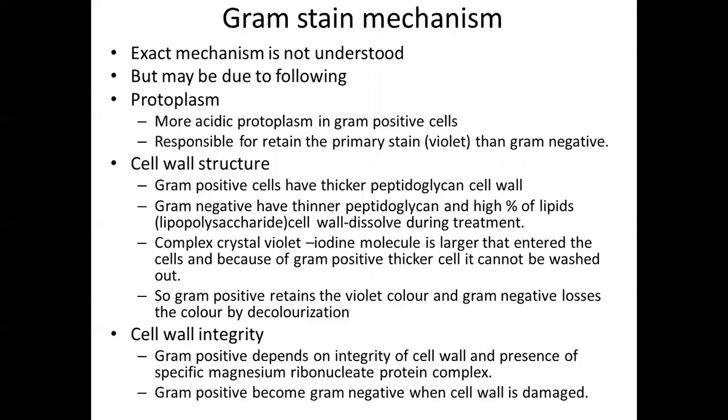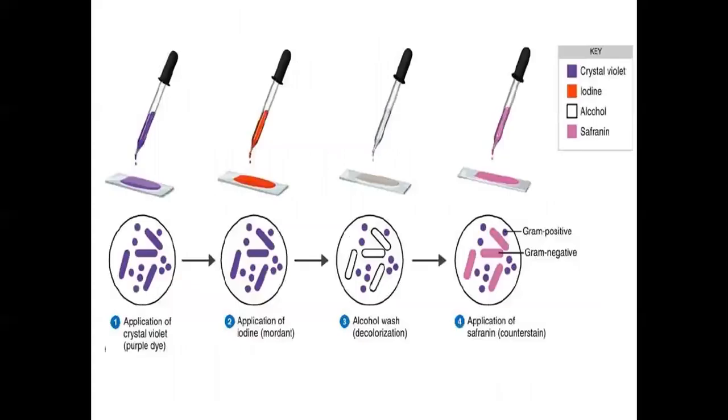Then cell wall integrity. Gram positive depends on the integrity of the cell wall and the presence of a specific magnesium ribonucleate protein complex. Due to washing with alcohol, the protein complex may break down, and the breakdown one will change to gram negative, while the unbreakable one is considered gram positive. So these are the mechanisms, but they didn't clearly specify this.